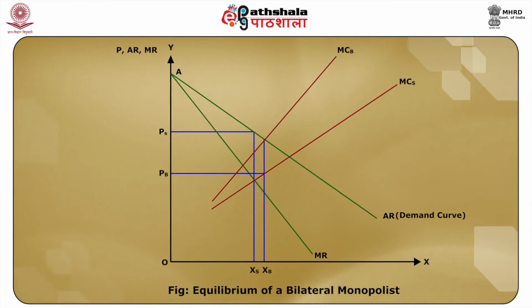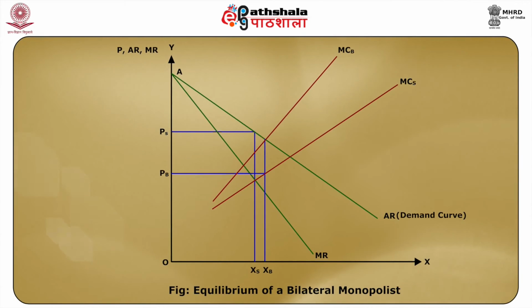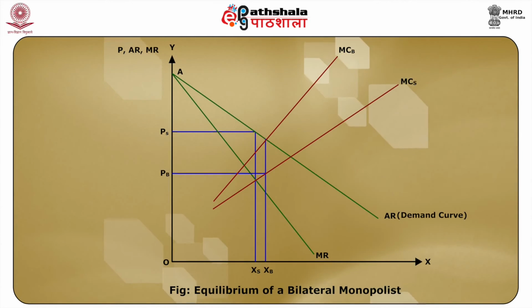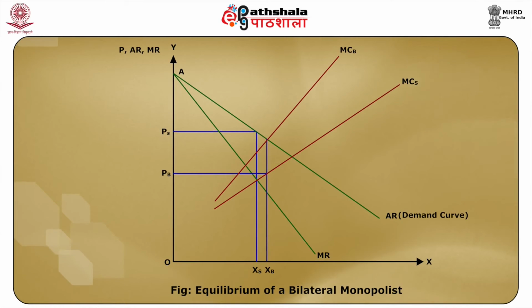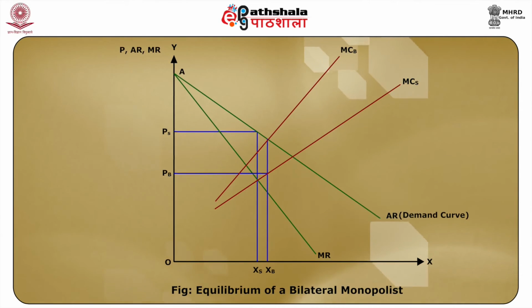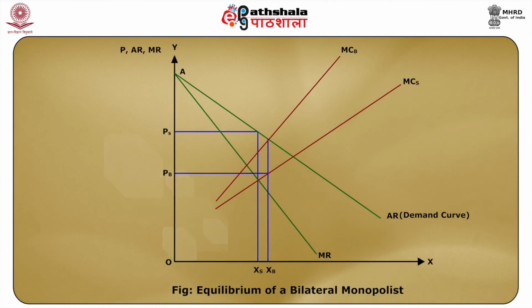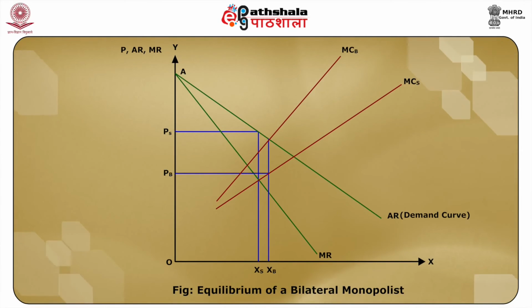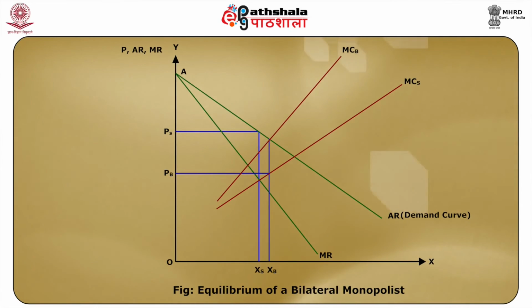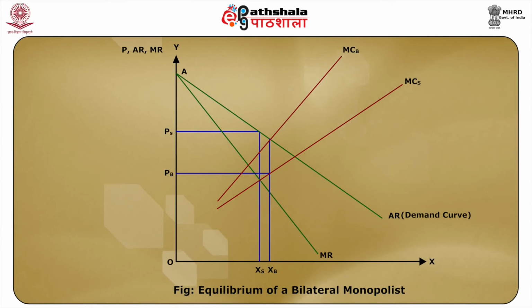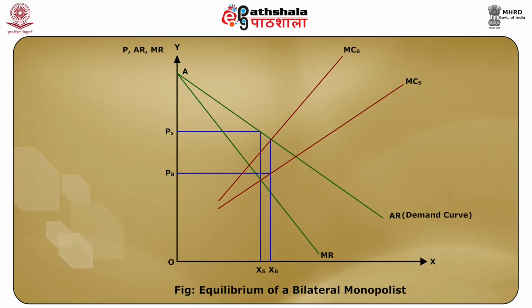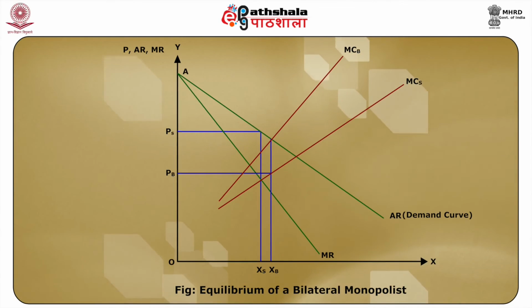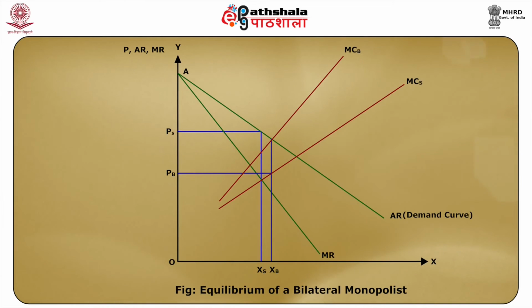The buyer equates her marginal cost of buying an additional unit with the marginal value of an additional unit as given by the demand curve and purchases XB amount. Since the seller is behaving like a competitor with supply curve MCS, she will sell XB units at per unit price PB. The actual solution for the bilateral monopoly problem is indeterminate, depending on the bargaining power of the seller and the buyer.